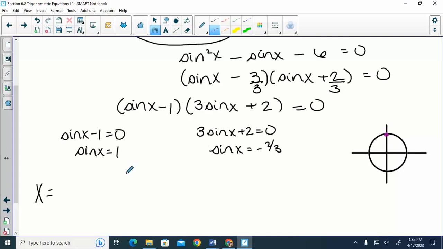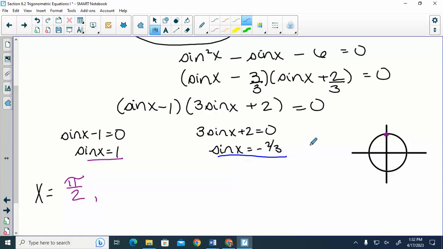Now we said we are in radians, so I would answer that with pi over 2. Since I didn't say all possible, that was it. If I said all possible solutions, you would just put plus 2 pi k, because all the way around the circle is 2 pi radians. Alright, let's look at the other one.